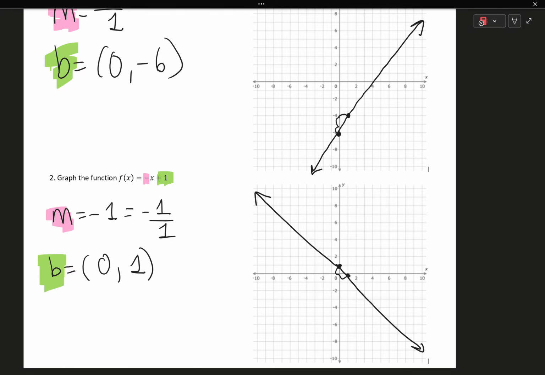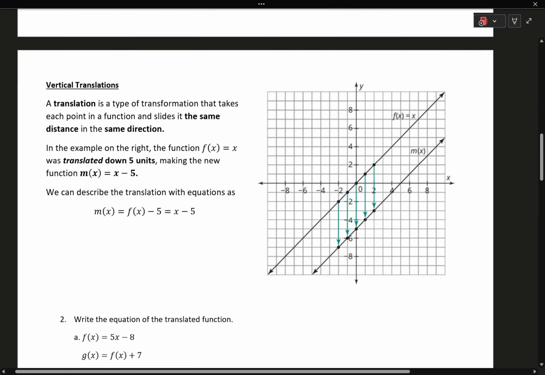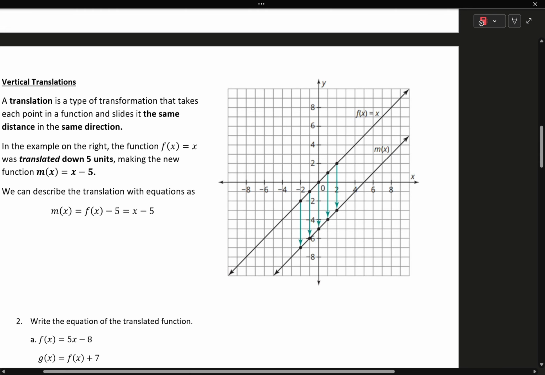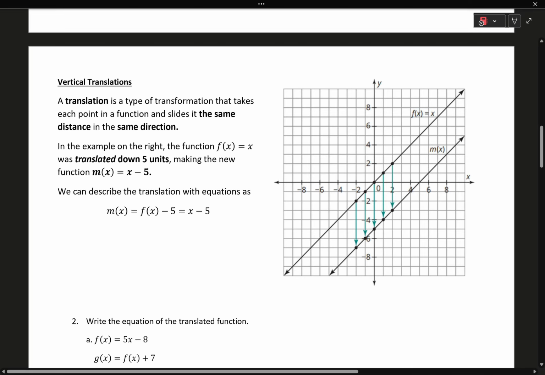Okay, now let's move on to vertical translations. A translation is a type of transformation that takes every single point of the function and moves it the same distance and direction. In this case, we are going to be doing vertical, which means up and down. In the example on the right, you should see that there's f of x, and then we translate it down 5 by subtracting 5. And you guessed it, adding will make it go up.